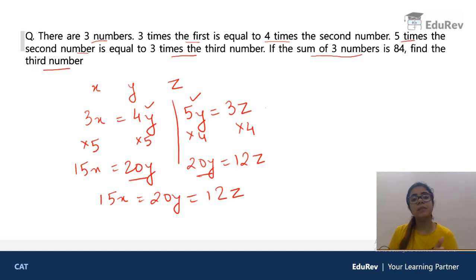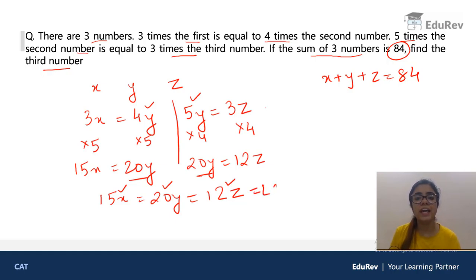They are saying the sum of these numbers is 84. So that means x plus y plus z should be equal to 84. I just know the relation which says that 15 times x is equal to 20 times y is equal to 12 times z. I want the relation of x, y, z. Whenever you have three terms which are equal this way, equate them to their LCM.